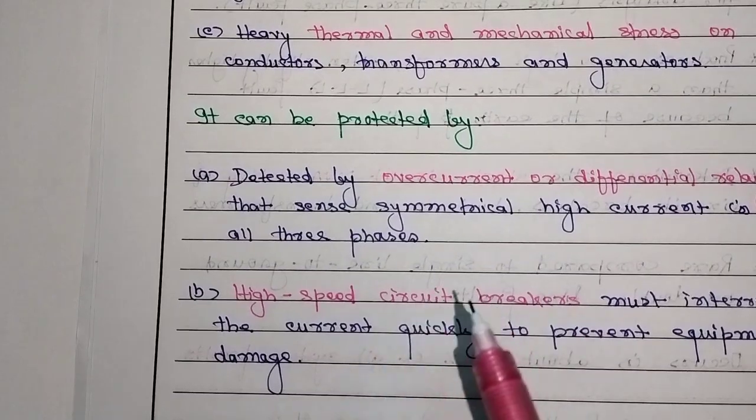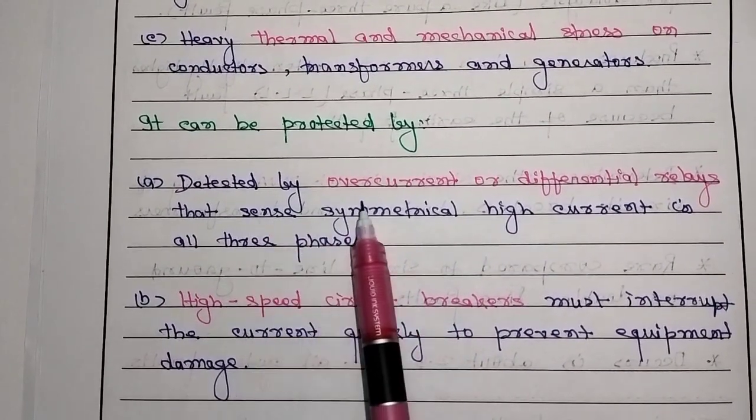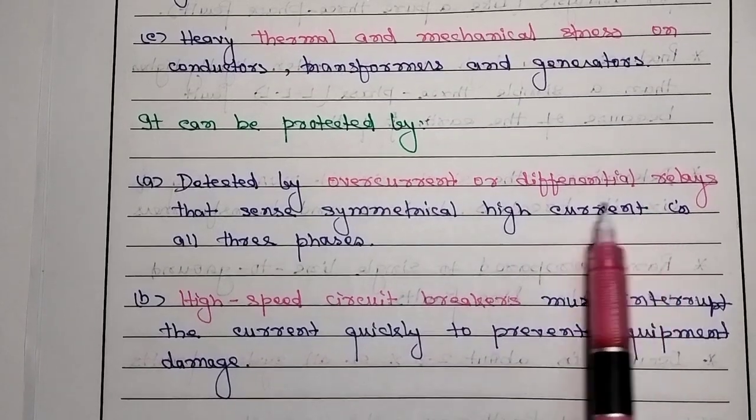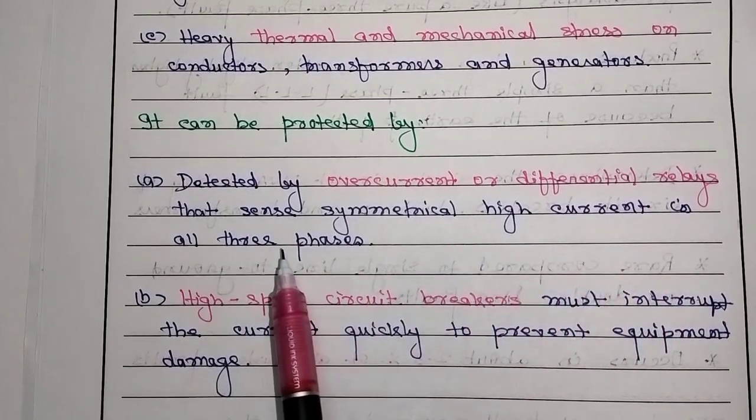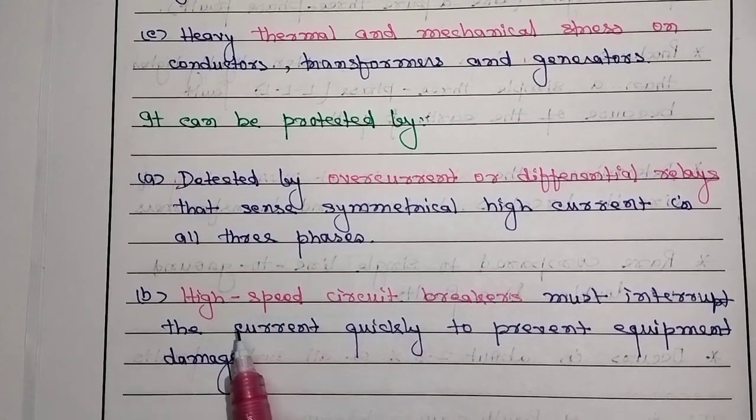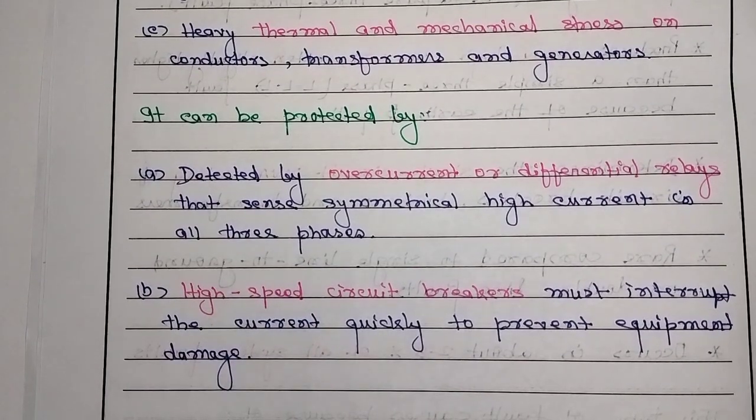Next, how can it be protected? It can be detected by overcurrent or differential relays that sense the symmetrical high current in the three phases. The last point is that a high speed circuit breaker must interrupt the circuit quickly to prevent equipment damage. So these all are the in-depth discussion regarding the faults. This is the entire story from the definition through types, features, causes, effects and protective measures, and the link with the short circuit capacity, presented in a single continuous explanation suitable for a lecture.